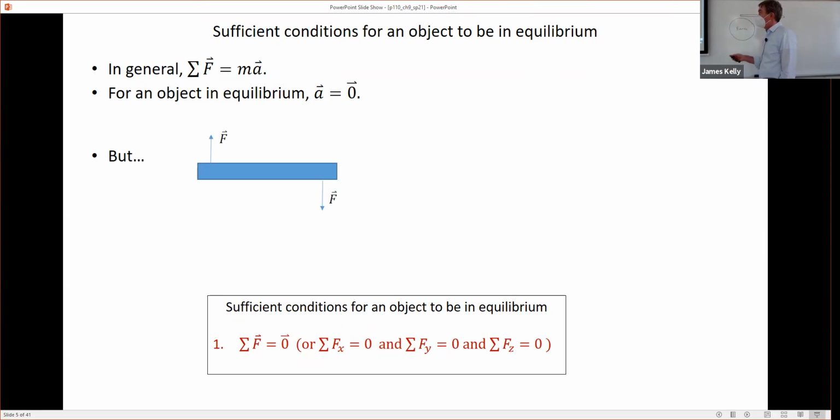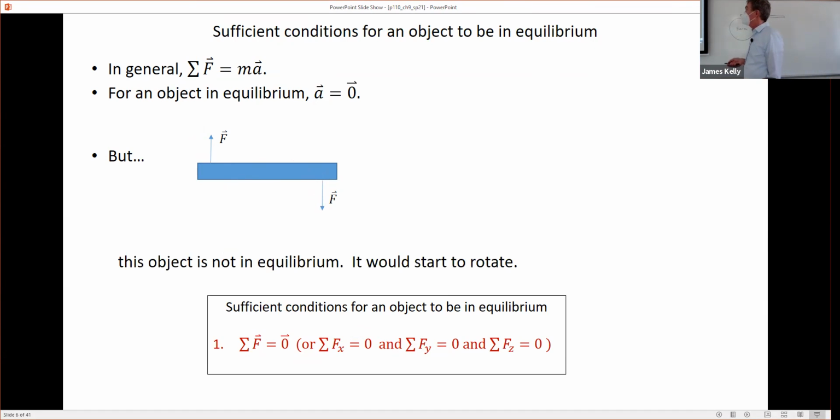Clearly, that's not enough, as hopefully you found out in this week's lab. Here's a situation where we're out in outer space, here's a meter stick, and I apply equal and opposite forces, but to different parts of the object, and it's not going to be in equilibrium. Everybody knows it's going to start rotating, right?